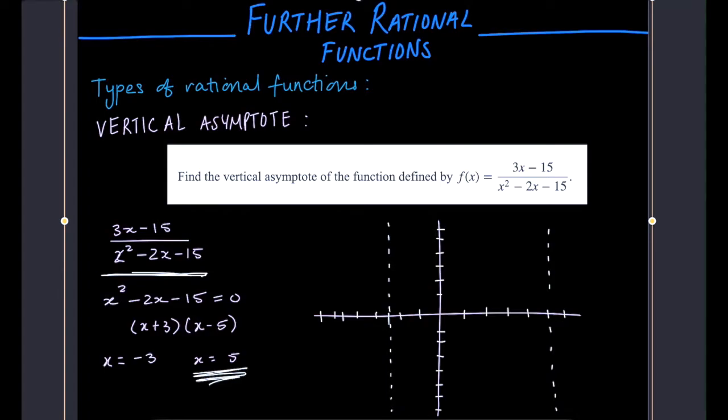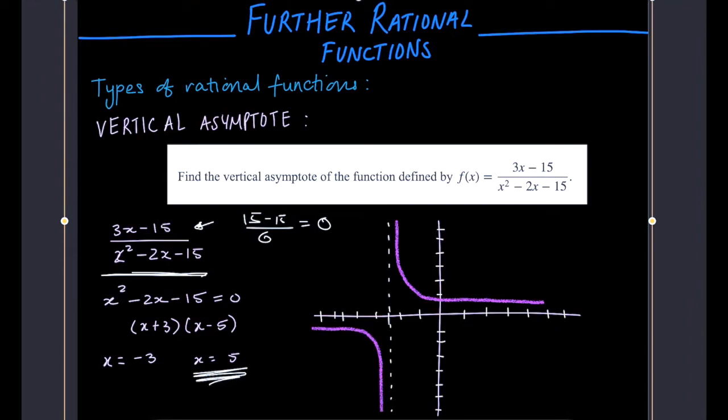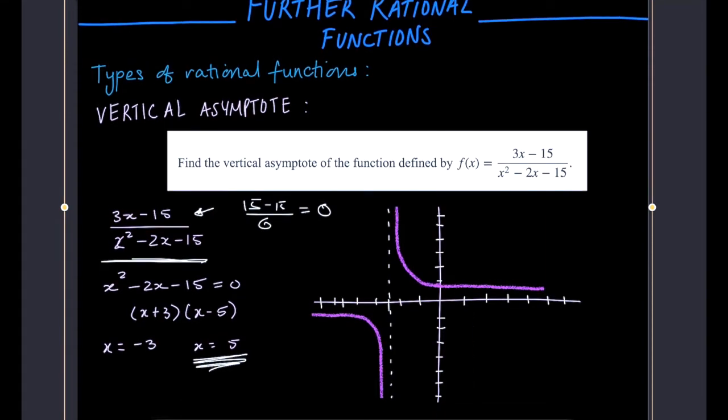But if we have 5, the numerator also becomes 0, right? Because 3 times 5 is 15, and 15 minus 15 over 0 would be 0. So that means that at x equals 5, we don't actually have an asymptote. It's just where the denominator is 0, but in this case, the numerator is also 0. We have y equals 0 as the horizontal asymptote, and then we could obviously find the y-intercept. So that's what the function would look like.